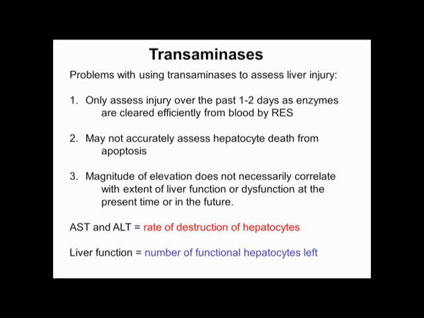Now, if I tell you somebody has had an AST and an ALT of 10,000 for each of the last 17 days, they've probably got bad liver function. By that time, you may have wiped out 90% of the liver. But that's giving you an additional piece of information. It's duration. Okay? So the magnitude on any one measurement doesn't tell you how much function is left. So think of them as the rate of destruction of hepatocytes. Liver function is the number of functional hepatocytes left. The liver is a mass. Okay.